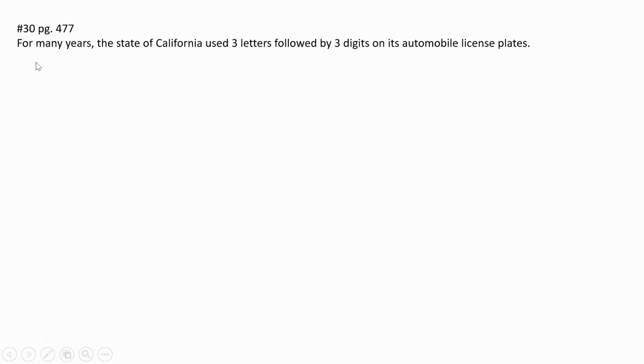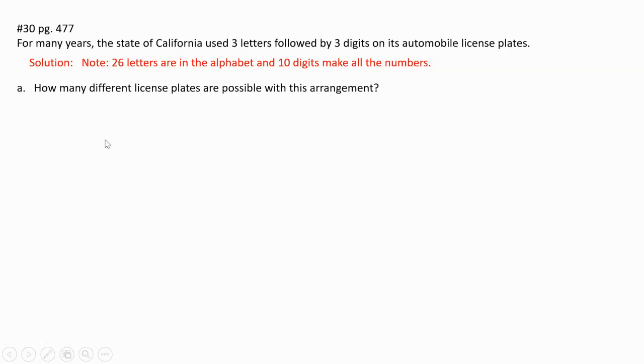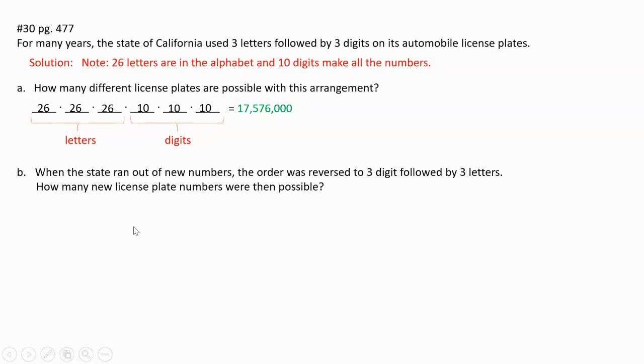Let's do another example. This is number 30 from page 477. It says, for many years, the state of California used 3 letters followed by 3 digits on its automobile license plates. So there's 26 letters in the alphabet and 10 digits that make all numbers. Here's my scenario: the first are going to be the 3 letters and then the 3 digits. They have no restrictions, so it's going to be 26 times 26 times 26 times 10 times 10 times 10. You multiply it out, and that's your solution, 17,576,000. Now let's do part B.